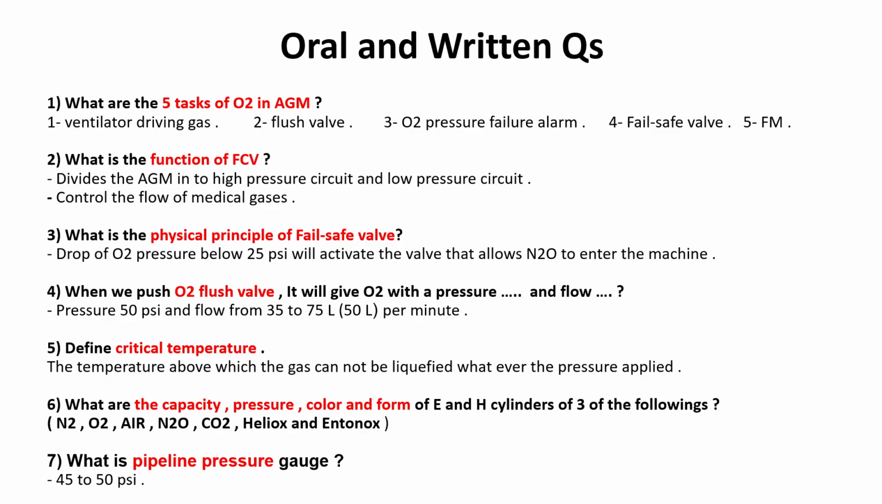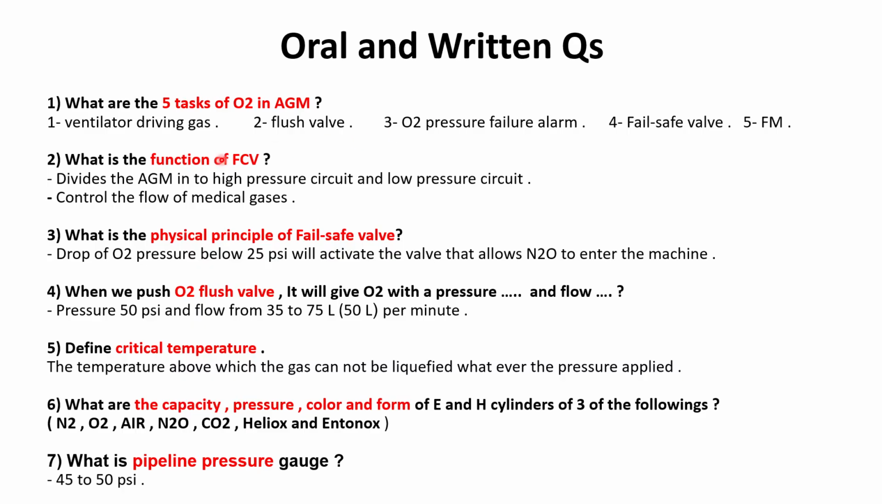So, here are our questions. We will start here. What are the 5 tasks or pathways of oxygen in the anesthesia gas machine? As I told you before, we have 5 pathways or 5 tasks, which are ventilator driving gas, flush valve, oxygen pressure failure alarm, fail-safe system, and our last system.